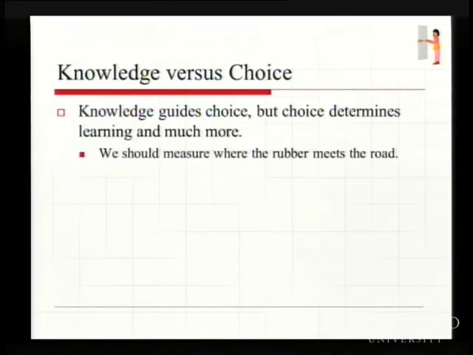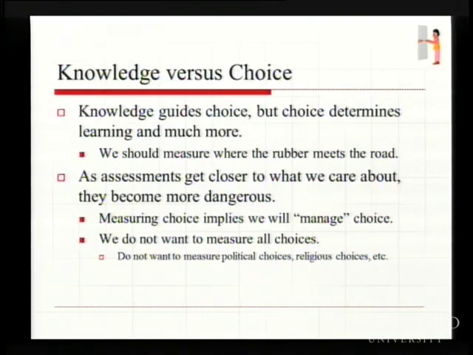So knowledge versus choice. I think knowledge guides choice, but choice determines learning and much more. And I think we should measure where the rubber meets the road. But it's interesting. As assessments get closer to what we care about, they start to become more dangerous. There's something safe about knowledge, measuring cold cognition and cold knowledge. When we start measuring choices, when you measure an assessment, it implies you have some intent to manage. Right? And so as you get closer, you sort of begin to worry about evaluating people's choices. Like, do we really want to be measuring political choices, religious choices? Right? It becomes a little scary, which allows me to know that I'm getting close to what matters.